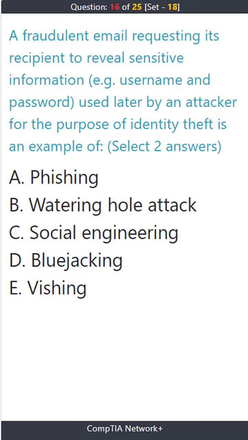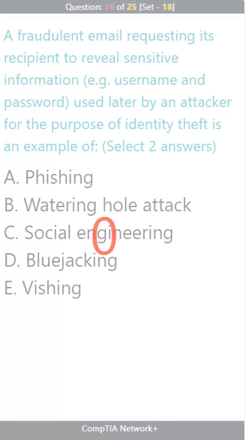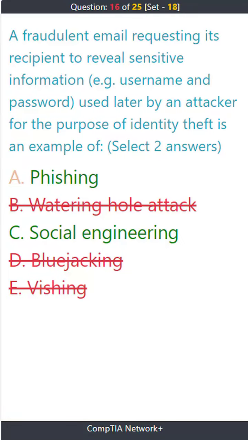Question 16. A fraudulent email requesting its recipient to reveal sensitive information, e.g. username and password, used later by an attacker for the purpose of identity theft, is an example of, select two answers: A. Phishing. B. Watering hole attack. C. Social engineering. D. Bluejacking. E. Vishing. The correct answers are A. Phishing. C. Social engineering.